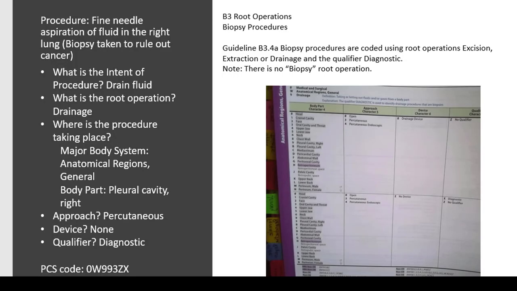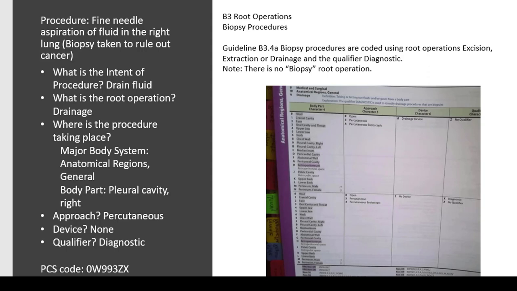Here, guideline B3.4a: biopsy procedures are coded using root operations excision, extraction, or drainage, and the qualifier diagnostic. This guideline is here because there is no biopsy root operation. So here is an example: fine needle aspiration of fluid in the right lung, biopsy taken to rule out cancer. What is the intent of the procedure? The intent is to drain fluid. So the root operation is drainage.